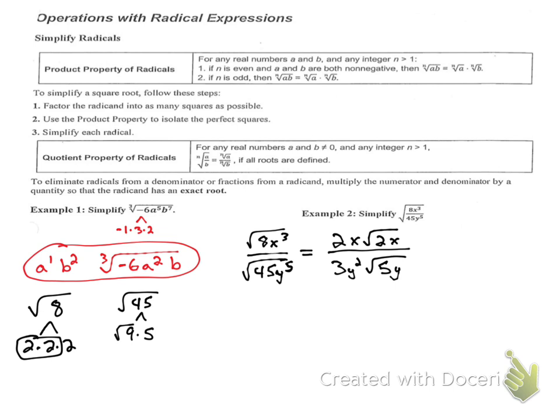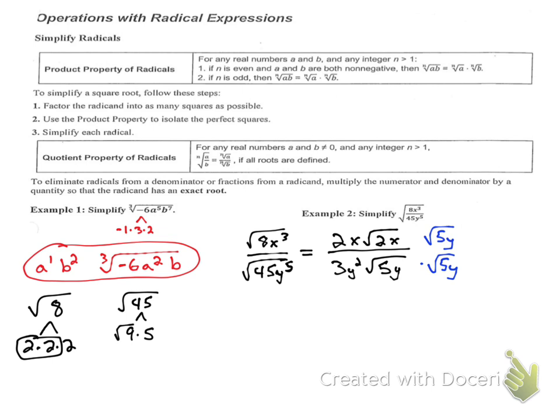When it's a square root, it's really easy to get rid of the radical. All you have to do is multiply it by itself. You want to make it a perfect square. So if you multiply this by the square root of 5y, that gives you the square root of 25y squared, which is a perfect square, and you no longer have a radical in the denominator.